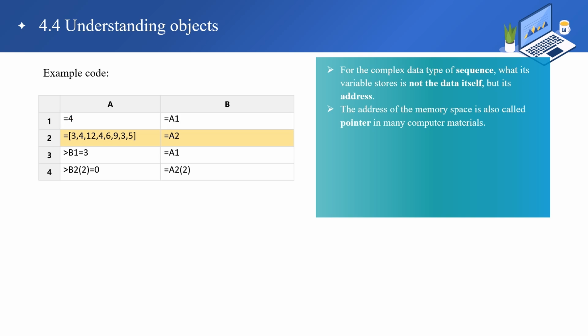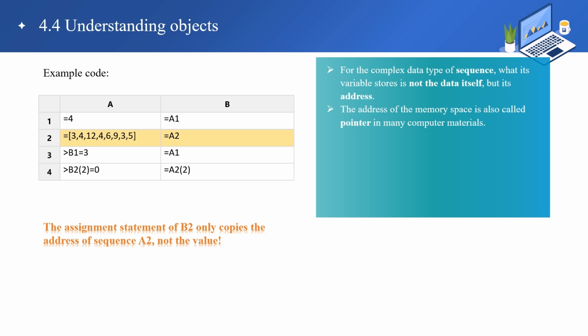Back to the above code, the assignment statement of B2 only copies the address of sequence A2, not the value. After execution, A2 and B2 store the address of the same sequence. At this time, if you change the member of B2, that is, if you change the member of that sequence, you will also see the change from A2. Similarly, if you change the member of A2, you can also see the change from B2.